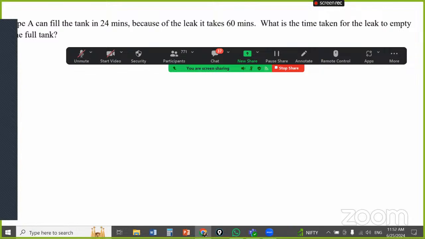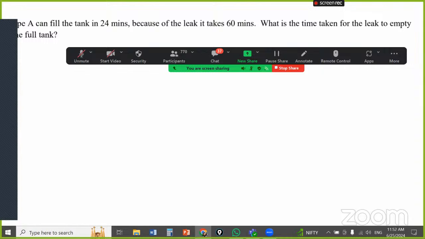So B alone takes how much time to empty the tank? That is the question they've asked. Praveen, you have given the answer as 2 hours. I think it's for the previous one, right? For this question, the answer is not 2 hours.